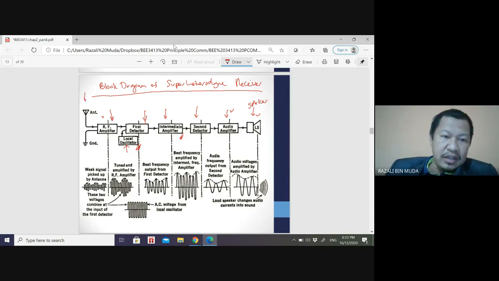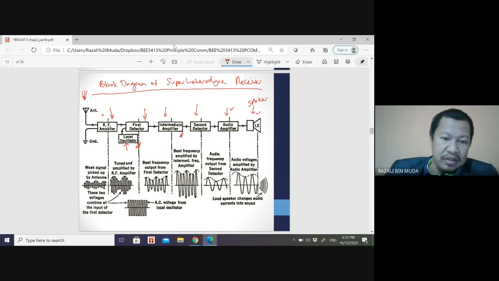So the antenna receives the signal. Okay, the antenna receives the signal. A weak signal is picked up by the antenna. Okay, you have this AM signal, right? You still remember this AM envelope. Okay, so the antenna picks up the weak AM signal. So this signal goes into the RF amplifier. Okay, so the RF amplifier amplifies the weak AM signal. So now it becomes big. Okay.